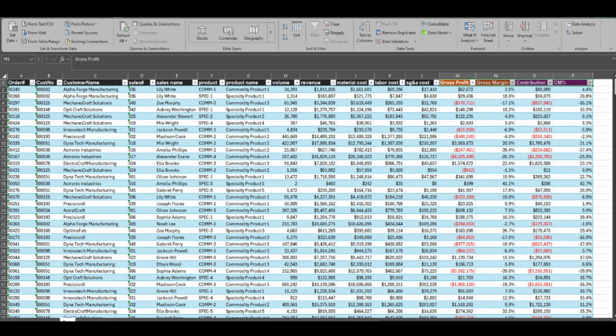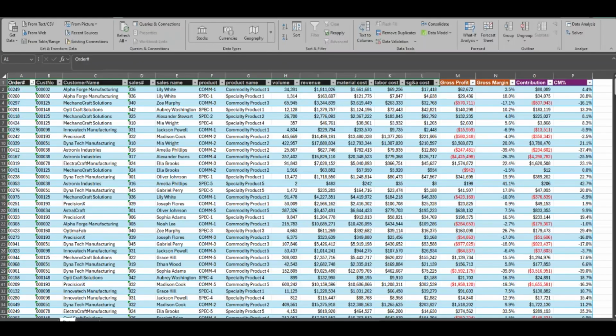The data I'm using, I just quickly calculated in gross profit, gross margin, contribution margin, and the contribution margin percentage just for giggles. The data that I got is actually a customer list of orders, B2B manufacturing. And you've got the order number, sales individual, the customer name, product types. There's 5 that are categorized as commodity products, and there's 5 that are categorized as specialty products, just labeled 1, 2, 3, 4, 5, just to keep it simple. And there are volumes for the order, revenue, material cost, labor cost, and SG&A breakdown for the cost as well.